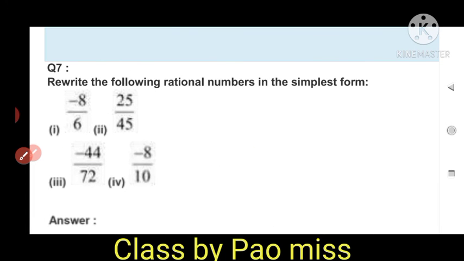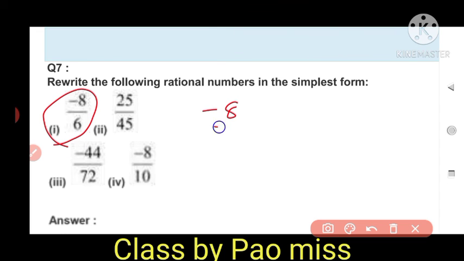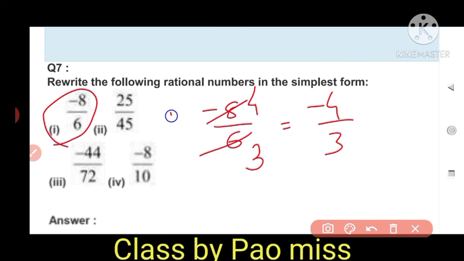Question number 7. Rewrite the following rational number in a simplest form. Now you have to write this in a simplest form, means you have to reduce this into a least fraction. Now 1 is given what? Minus 8 upon 6. Now how will you reduce? By just cancelling them out with a common factor. So which was the common factor? 2, isn't it? So what is the answer? Minus 4 upon 3. This is the answer for question number 1.